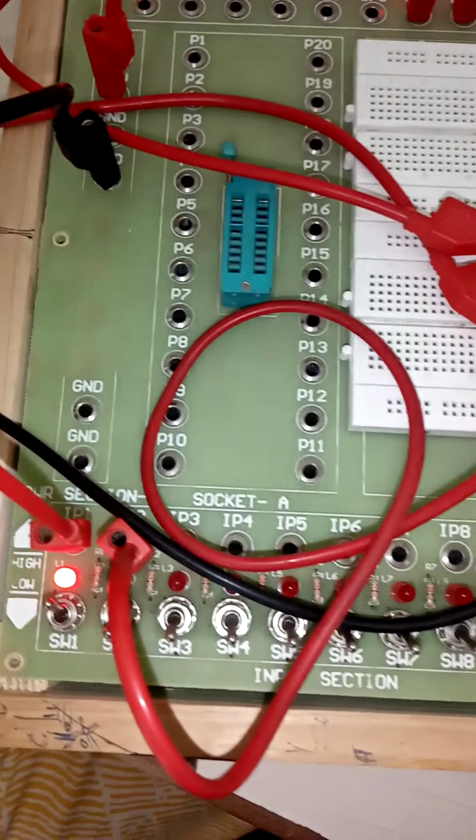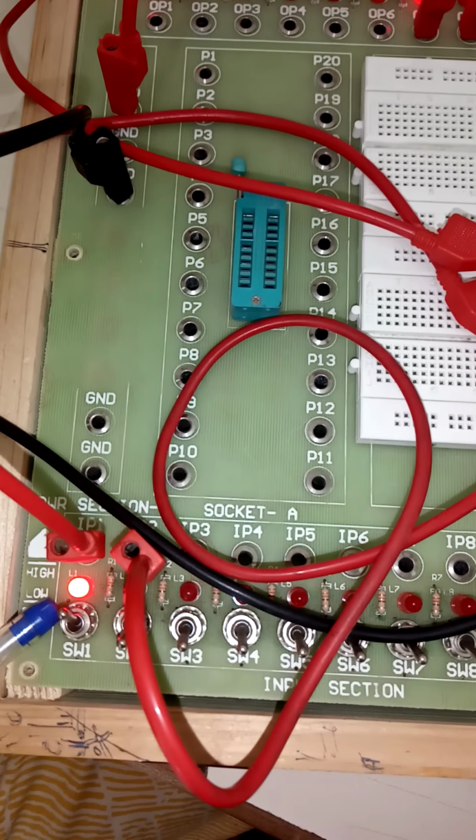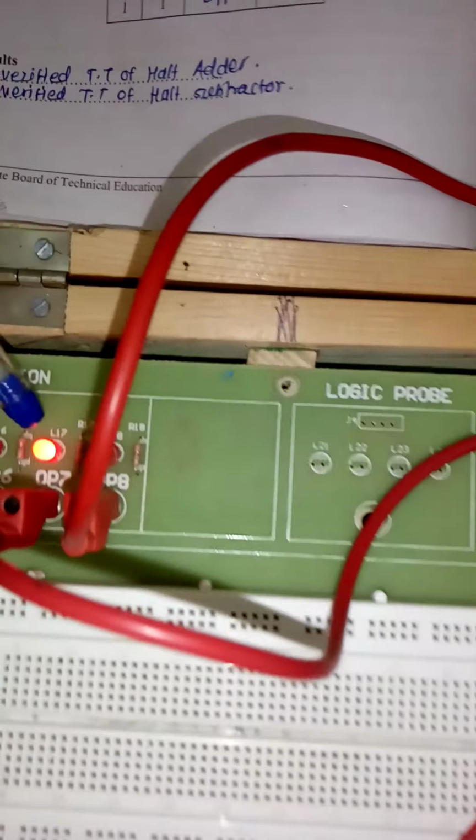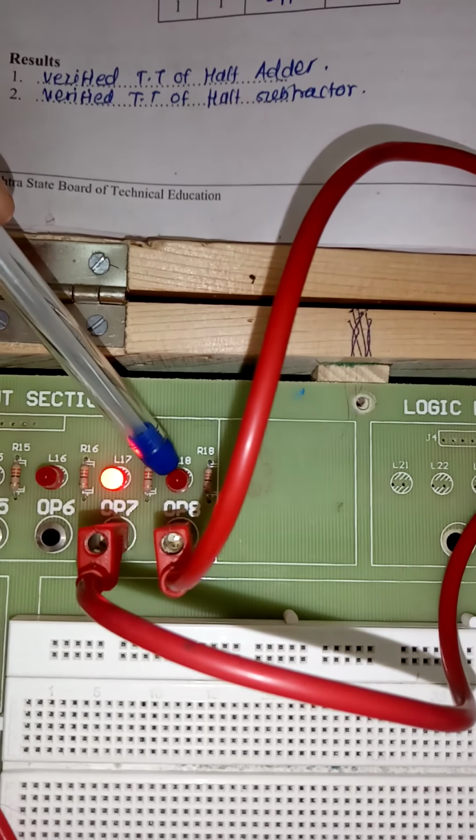Now we'll see our third condition, that is input A is 1 and input B is 0. For that, our sum is 1 and carry is 0.